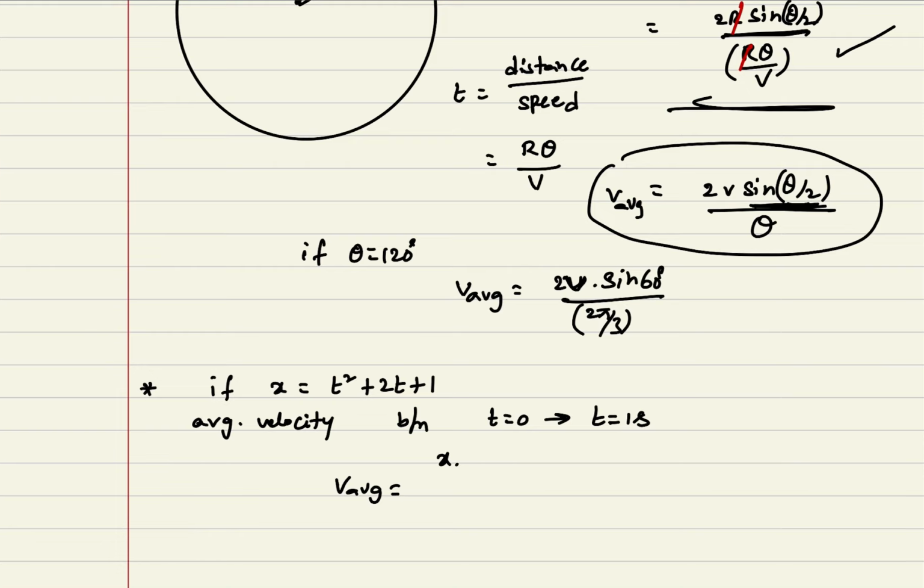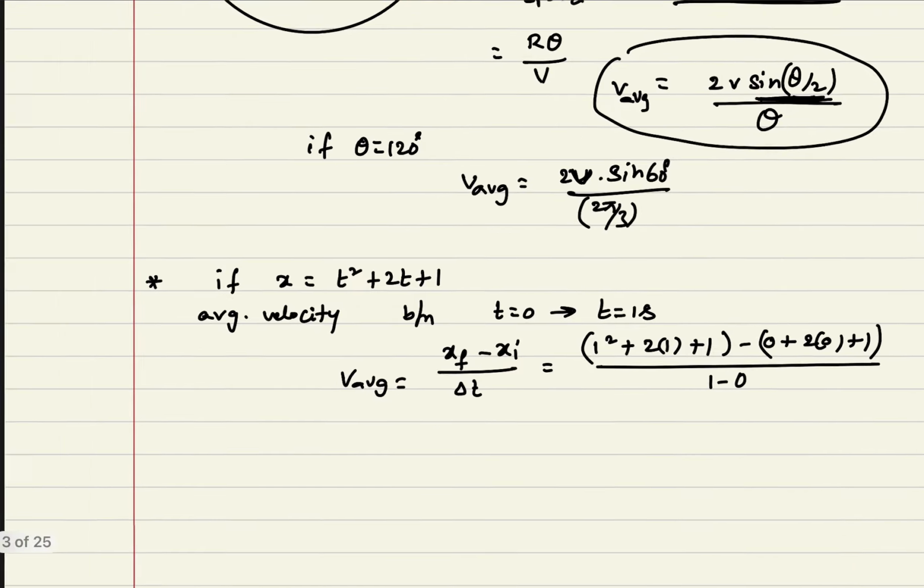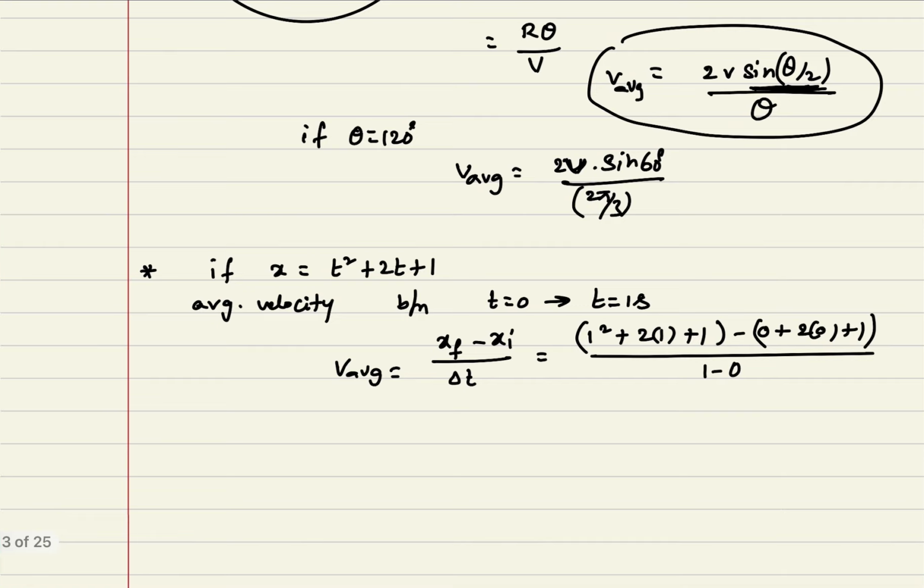What we have to do? Average velocity. So V average can be written as final position minus initial position divided by delta t. What is the final position? 1 square plus 2 into 1 plus 1, minus initial value, 0 plus 2 into 0 plus 1, whole divided by the delta t value, 1 minus 0. This we have to write.